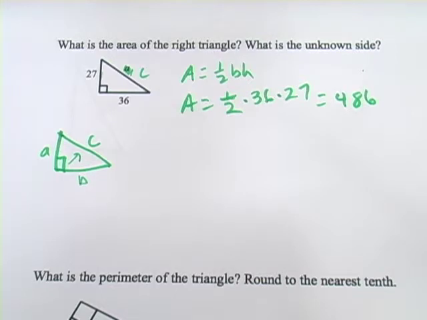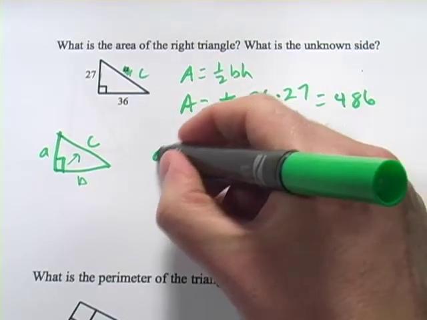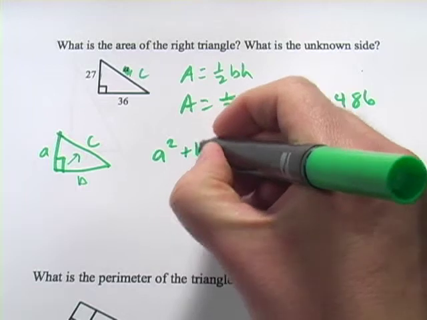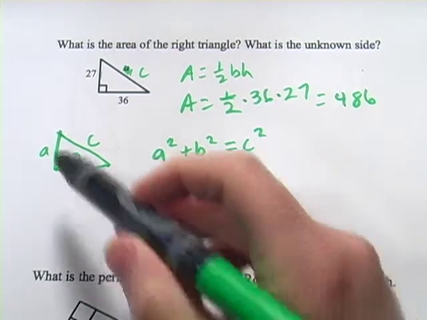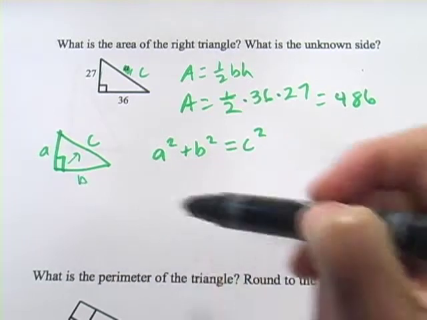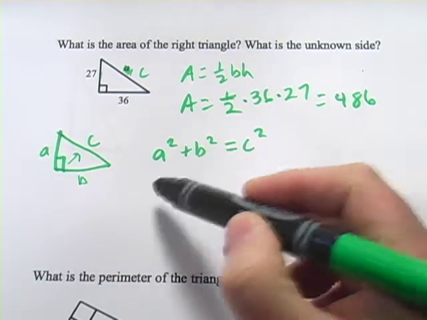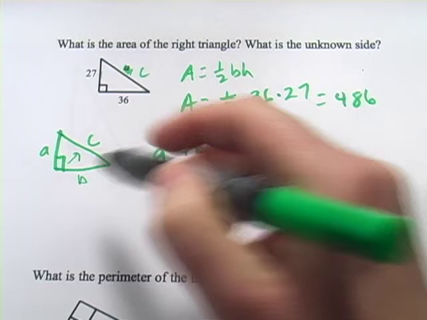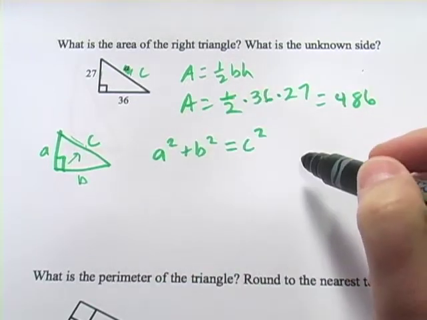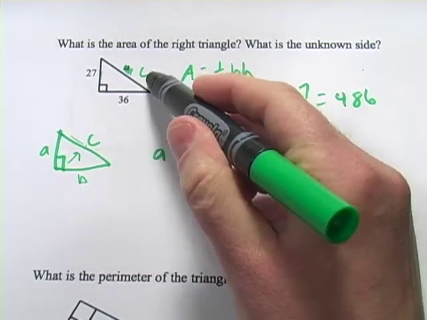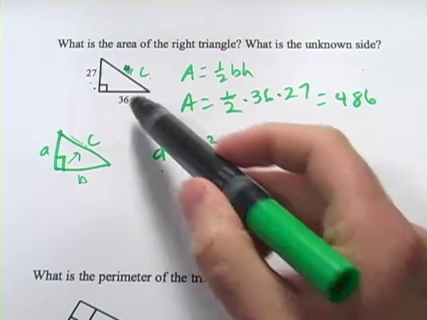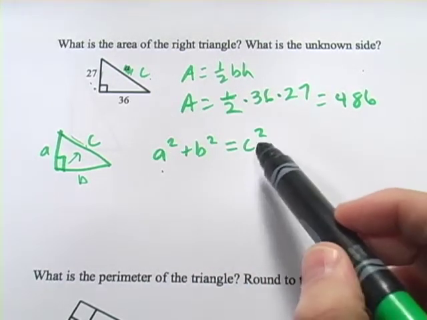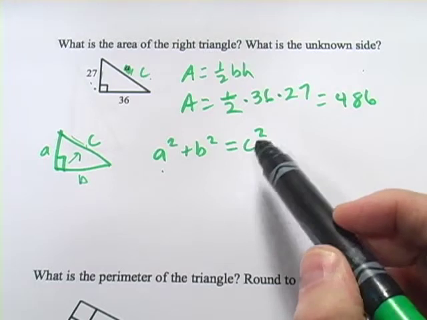that's less confusing. Now the Pythagorean theorem says A squared plus B squared equals C squared. And what this really means is that you take these two sides that aren't the hypotenuse, you square them, you add them together, it equals the hypotenuse squared. So if we're trying to find C here, what I can do is plug in 27 for A, 36 for B, and then I can solve for C. Let me show you how that's done.